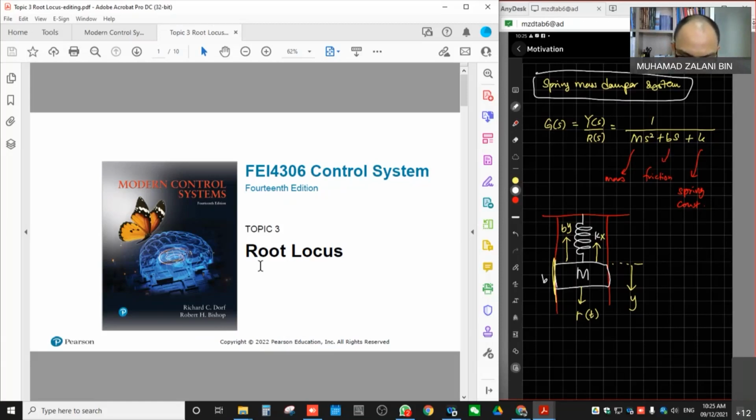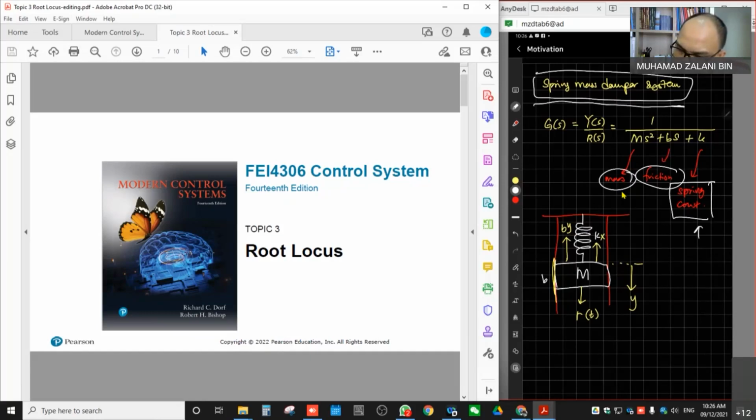Most dynamic systems have one or more parameters that are not fixed. Let's see this canvas here. For example, for the spring mass damper system here, the transfer function can be written as G(s), which equals the ratio of Y(s) by R(s). So we get this equation. Of course, the denominator here represents the characteristic equation of this particular spring mass damper system. You can see there are some parameters here, which are mass, friction, and also a constant, which is the spring constant.